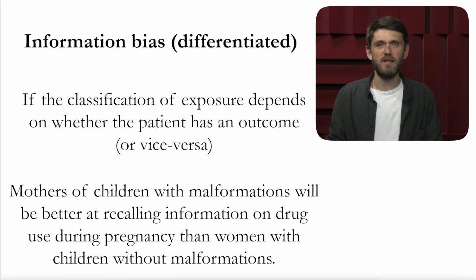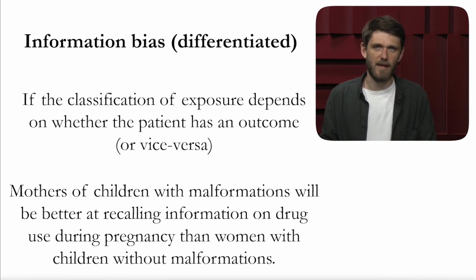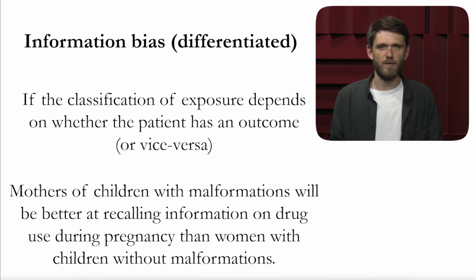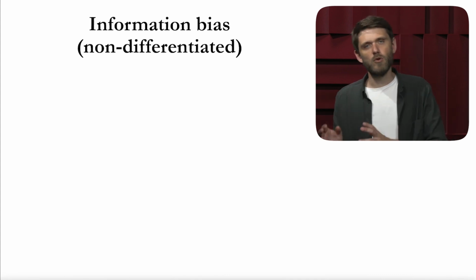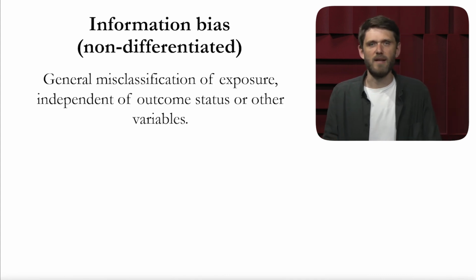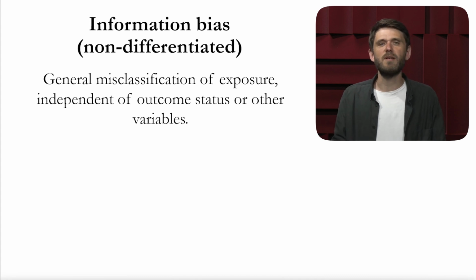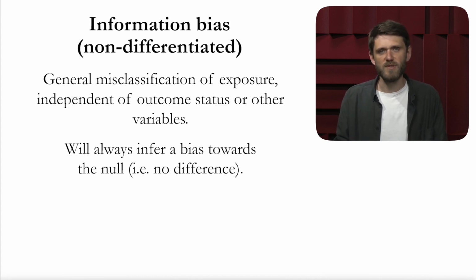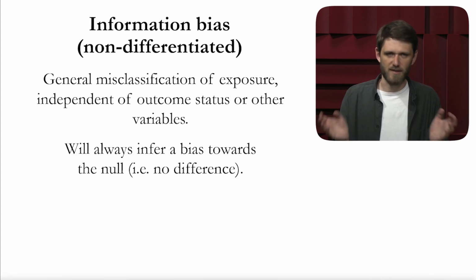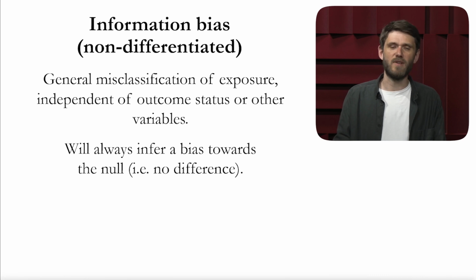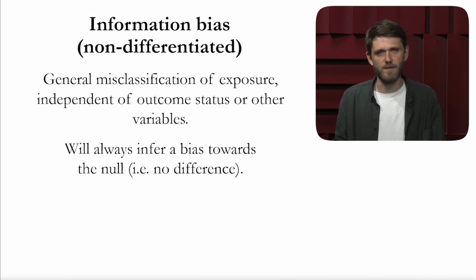As a result, we end up seeing that drug use is associated to having malformations, irrespective of this being causal, but caused by this differentiated recall of information. We could also see non-differentiated information bias, that is general misclassification of exposure or outcome status or other variables, and sort of no interplay between the two. This will always infer bias towards the null, seeing no difference between the groups compared, because this is a matter of sort of diluting the effect of the differences.